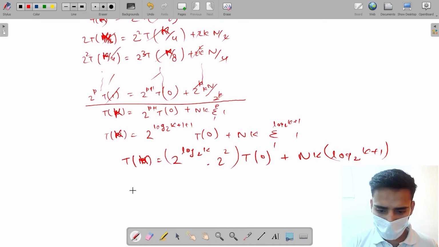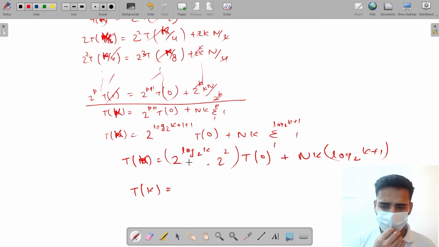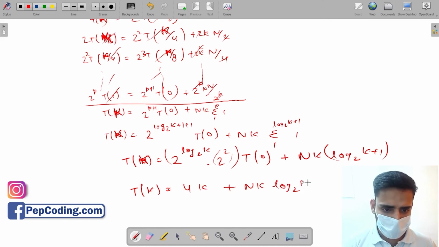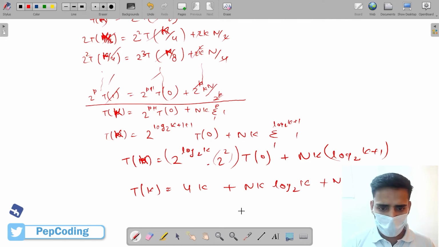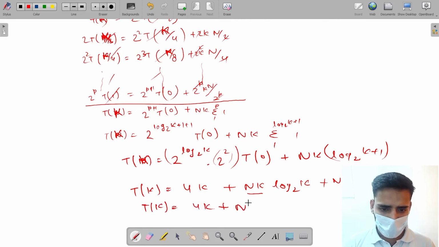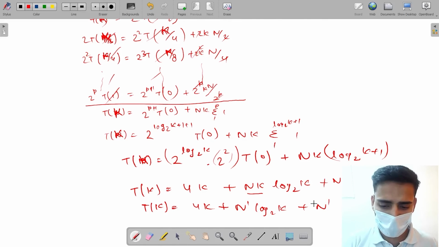So here what will happen, T of k will be equal to, if we write this as k, we will conclude this and make it different, so it will be 4k plus, this will multiply it, so nk log base 2k plus nk. Suppose we make nk as n dash, so T of k will be equal to 4k plus n dash log base 2k plus n dash. Did you get that?